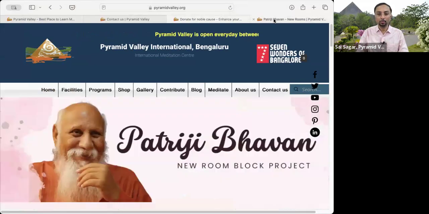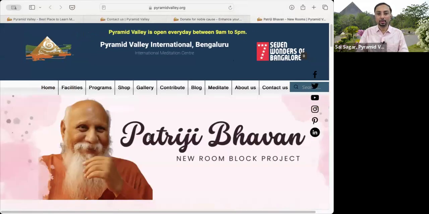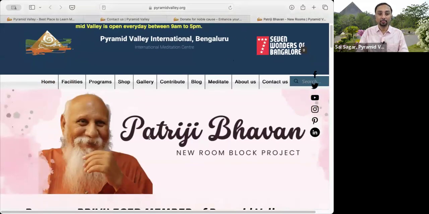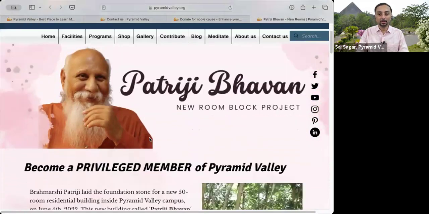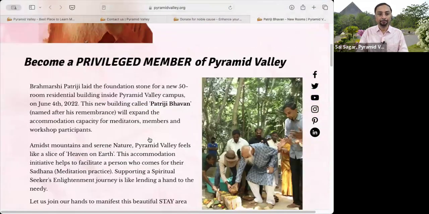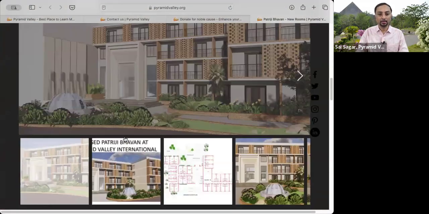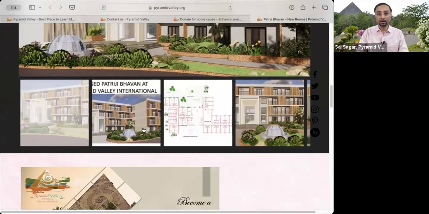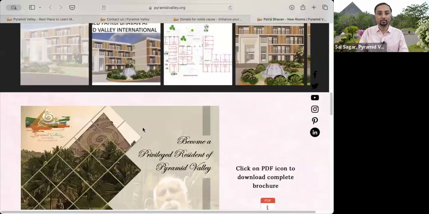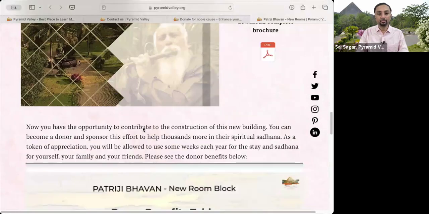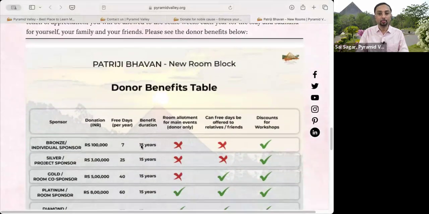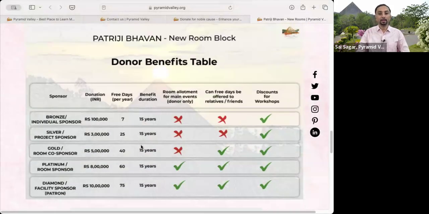And then we are beginning a new project because we found that the accommodation that we have is not enough. We're starting a new project called Patriji Bhavan. So this is the upcoming project, and you can be part of this. Again, there are different membership plans for you to be part of it. We're beginning the construction. The first phase is going to be over in the next 18 months. In fact, on July 24th, we're going to begin construction.